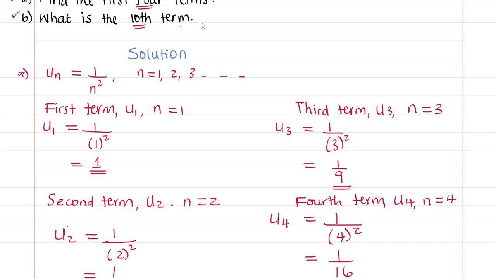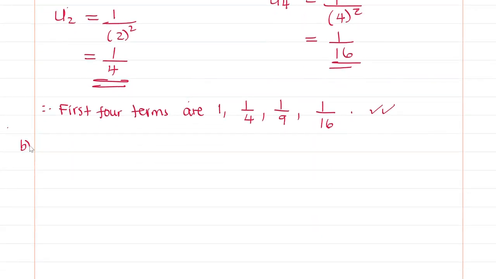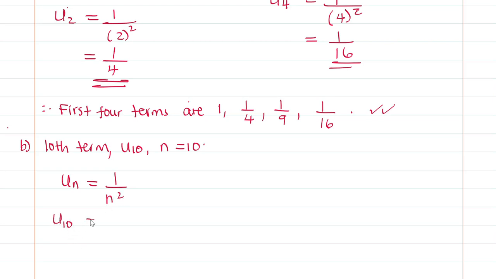This implies that our n should simply be 10. That is the implication. So for part B, the 10th term is simply u10. And for us to find u10, our n must be equal to 10. And then we follow the same formula that was given as un equals 1 out of n squared. Therefore, our 10th term, u10, becomes 1 out of n, n is 10, and then squared.